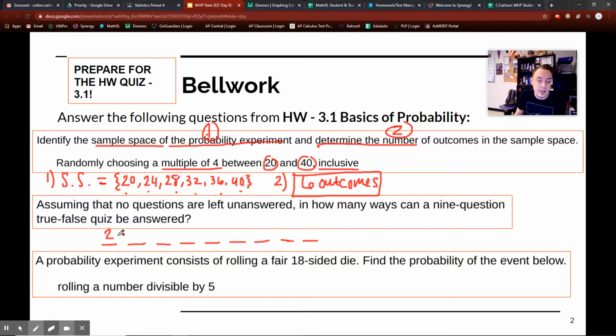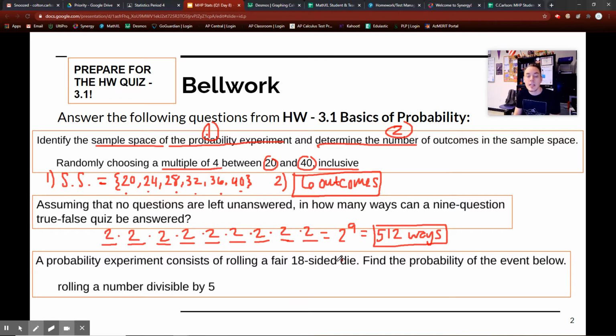So that means it's going to be 2 times 2 times 2 times 2 times 2 times 2 times 2 times 2 times 2. Which means 2 to the 9th power, which reduces down to 512. So that means you have 512 different ways that you can answer this 9-question true or false quiz. Okay? I hope that makes sense. Let's go on to the third one.